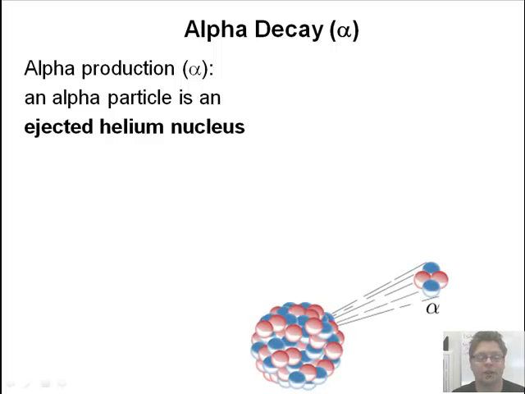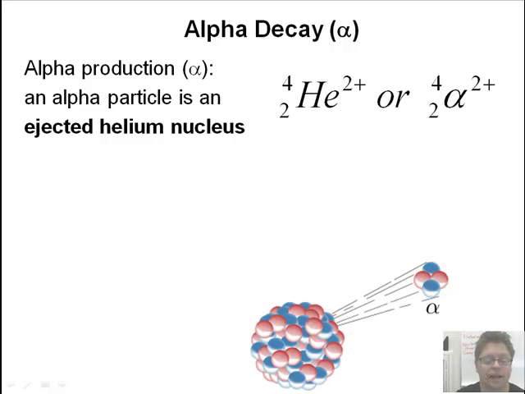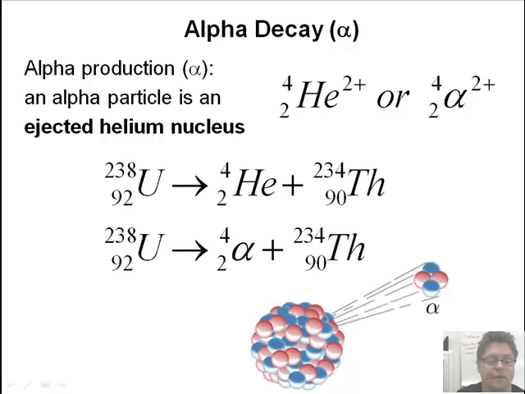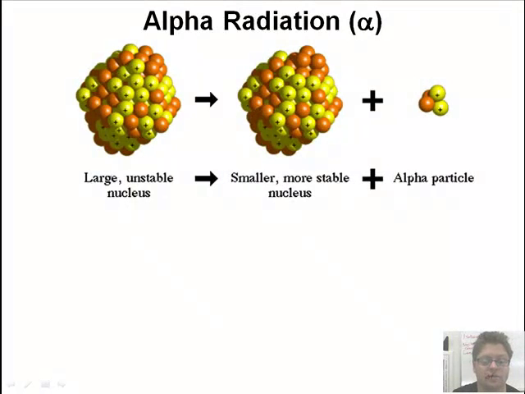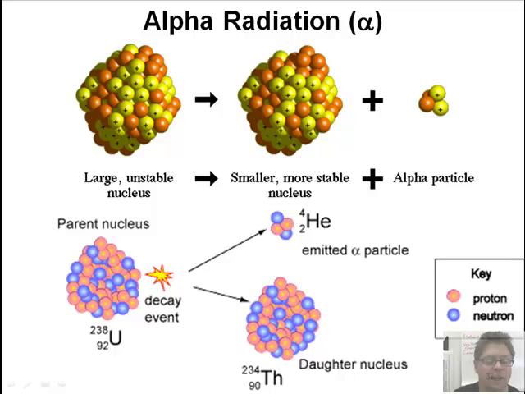In alpha decay, an alpha particle is ejected from the nucleus. Okay, it's a positively charged particle. These are the equations, and you'll notice that the positive charge is included in the equation itself, showing the representation. However, it is included as a 4-2He. Alpha decay is limited to heavy radioactive nuclei. Alpha radiation is a picture of it, and the parent and daughter nucleus idea.